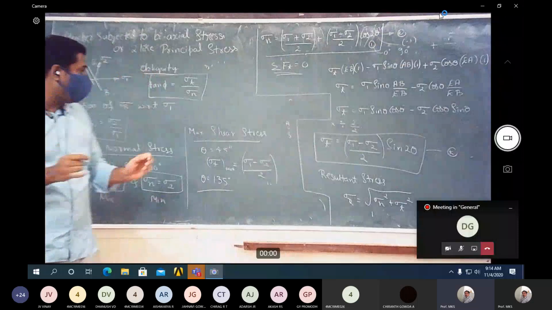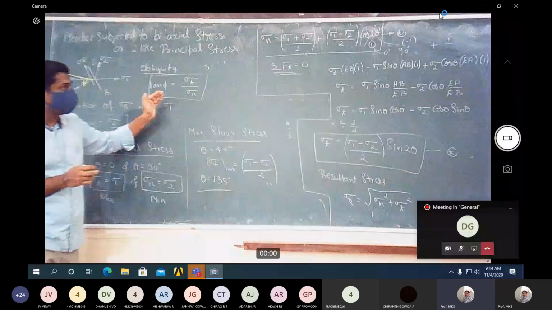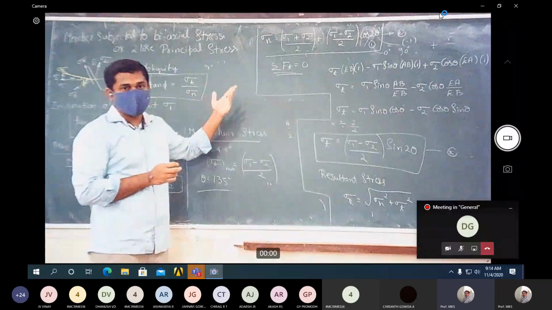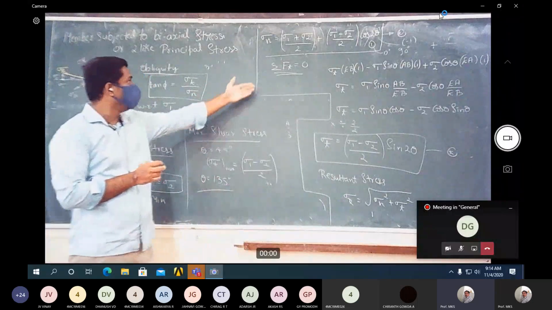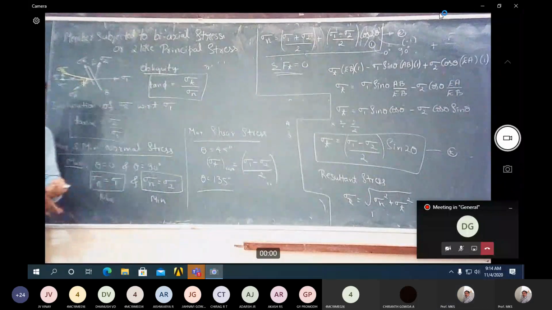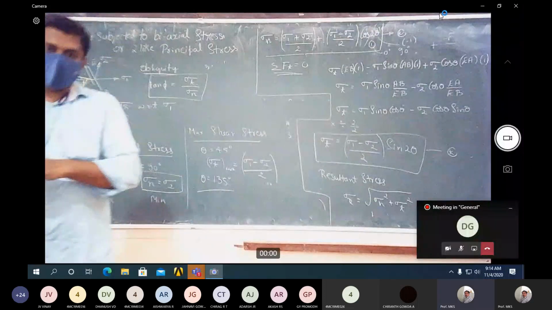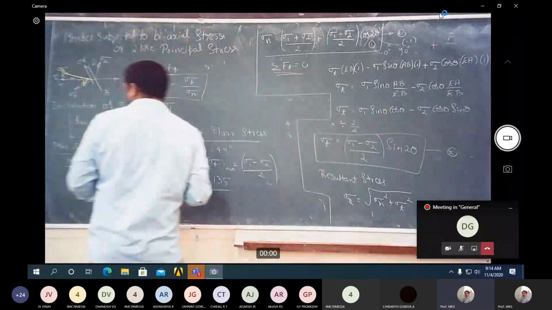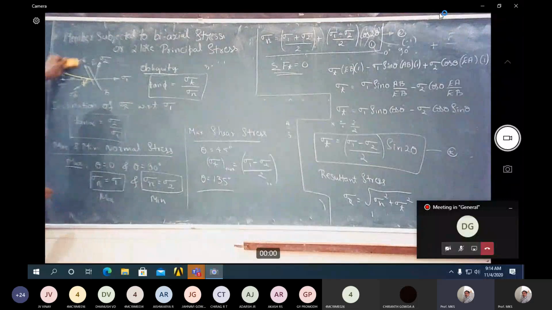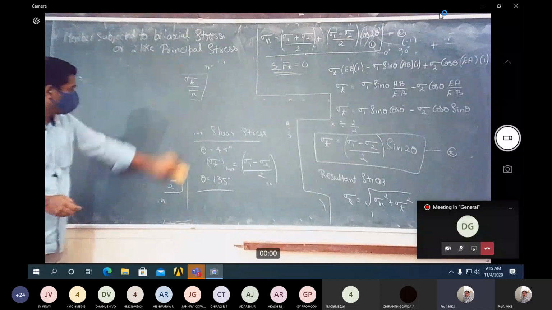The normal stress equation for uniaxial stress, and this is for biaxial stress. So if the problem is uniaxial stress, you should use those equations. If it is a biaxial problem, you need to use this particular equation. Okay. Also note down one major thing while solving a problem: they will give the angle of inclination.